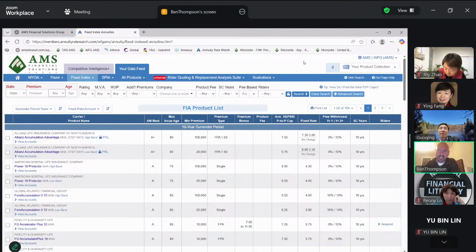Now, the SC years means the surrender charge years. So the majority of our products are going to be 7 and 10 years. We do have some in between, a few 5-year, a few 6-year, and a few 8-year as well when we're talking about fixed indexed annuities specifically.